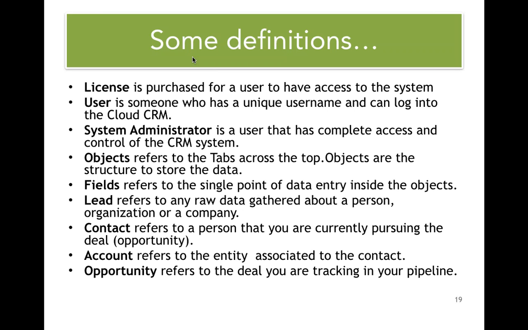Then come the objects and fields. Objects are just like tables in a database, and fields are the columns of those particular tables. So as a CRM, we'll be talking about multiple types of tables, like leads, which are prospective customers; opportunities, which are deals; contacts, that means the persons who are helping us in a business. We'll be talking about all those tables in detail. Then come the functional definitions.